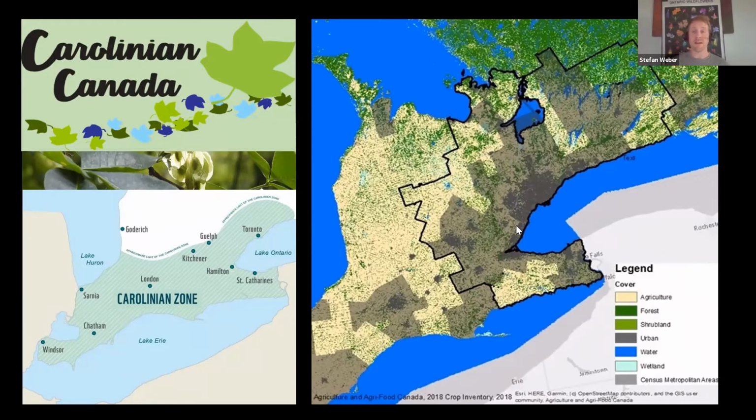And this part of Canada is one of the most biologically diverse, but unfortunately, it's also one of the most fragmented because it's the most densely populated part of Canada. And so the needs of people are often at odds with the needs of native plants and ecosystems.